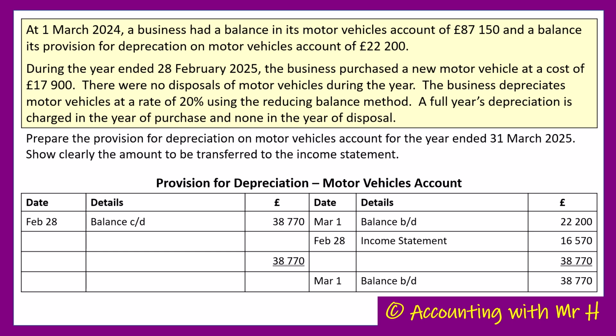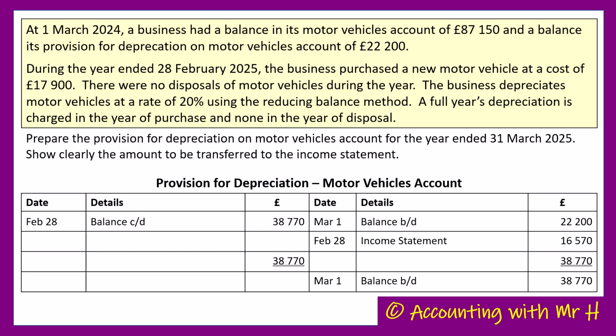So, opening balance on the credit, because as we've spoken about, it's a liability. The key thing then was the income statement figure. And for this question, it was 20% using the reducing balance method. So therefore, what we needed to do, we needed to find the cost. So similar to the worked example, they depreciate anything they buy with a full year's depreciation in the year of purchase. So the cost then was the 87,150 from the start, plus the new one that they bought, 17,900, gives us a total of 105,050.